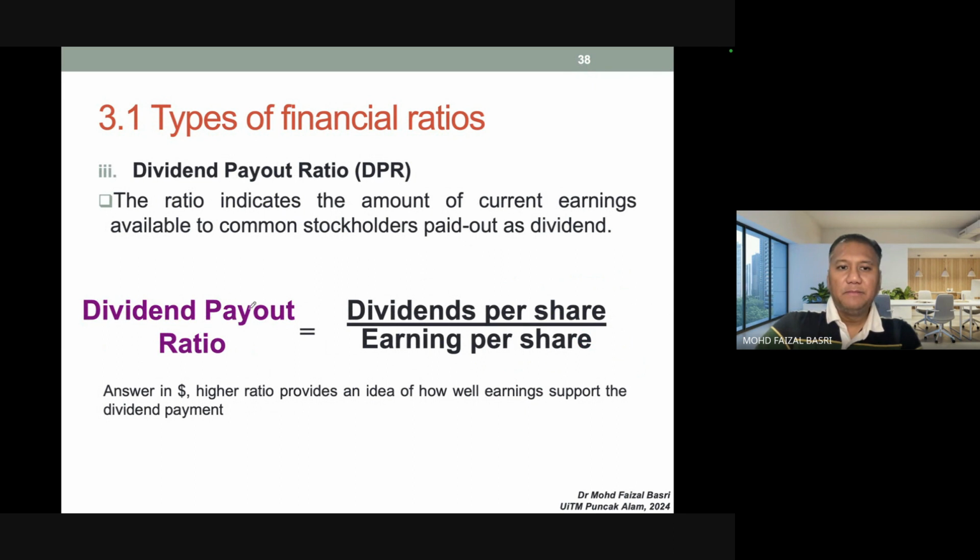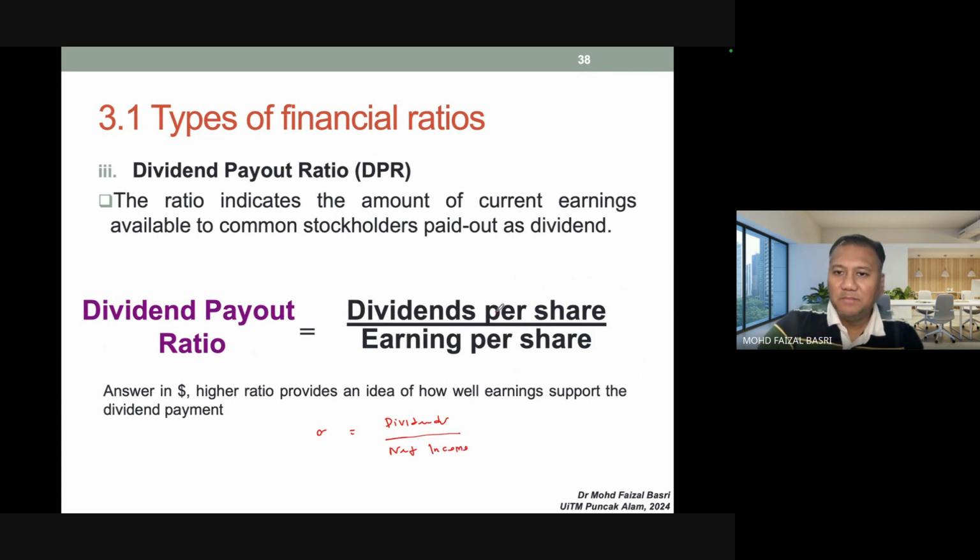Okay, DPR, dividend payout ratio is based on DPS, dividend per share bahagi dengan earning per share. Or alternatively, for dividend payout ratio ni, you boleh gunakan dividend bahagi dengan net income.